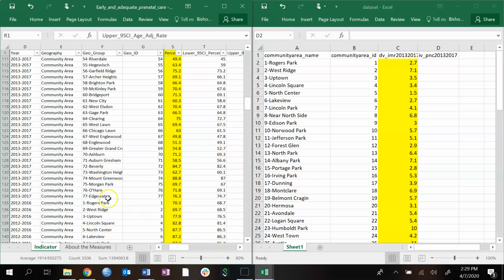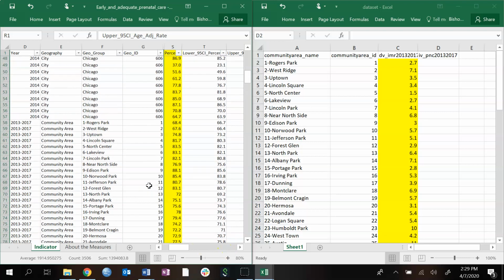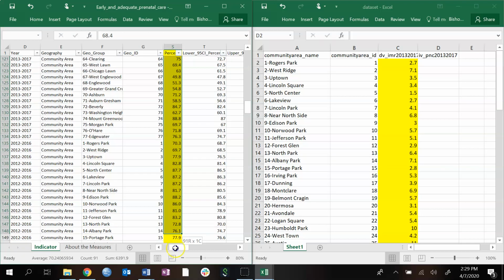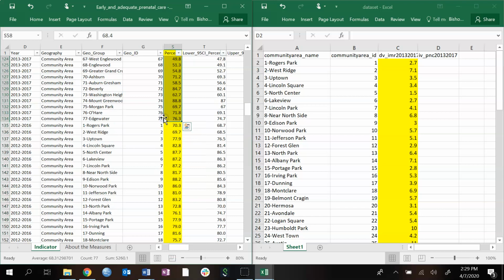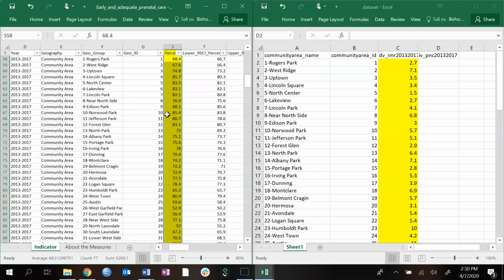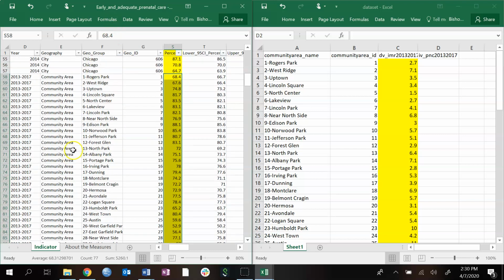Okay, so for 2013, 2017, we need Rogers Park all the way to O'Hare. Now, I think that pretty much every data set that we download from the Chicago Health Atlas will be in order from community area 1 to community area 77. So you should just eyeball and make sure that is the case. You can tell just by looking at these that is the case. If you get a situation where the data is not like that, you just need to sort it on the GeoID number.